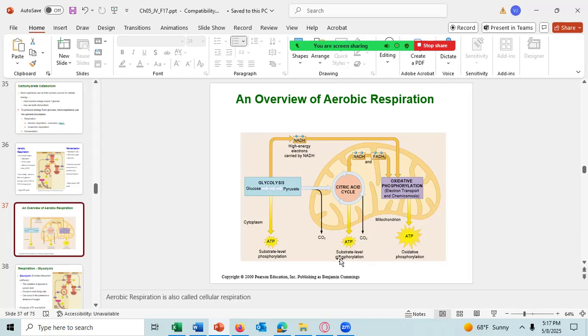Now remember, this is an overview of aerobic respiration in a eukaryote cell. Prokaryote cells do not have a mitochondria, and so in a prokaryote, glycolysis occurs in the cytoplasm. The Krebs cycle also occurs in the cytoplasm. The electron transport chain occurs across the cell membrane. So it's not the inner mitochondrial membrane in a prokaryote cell, it's the cell membrane.